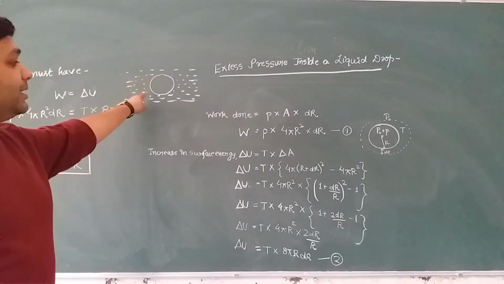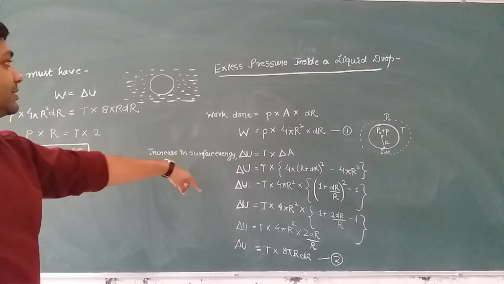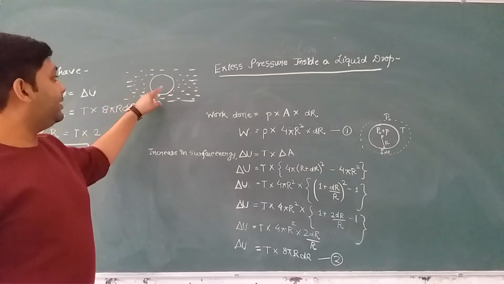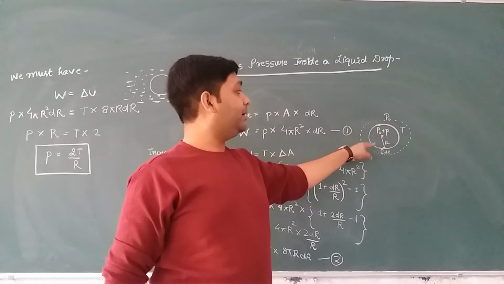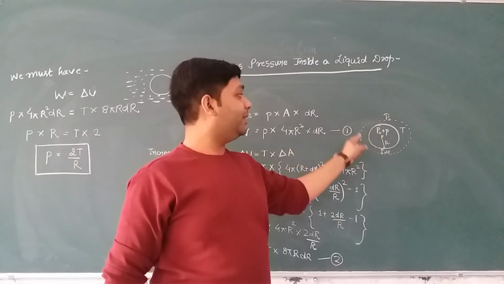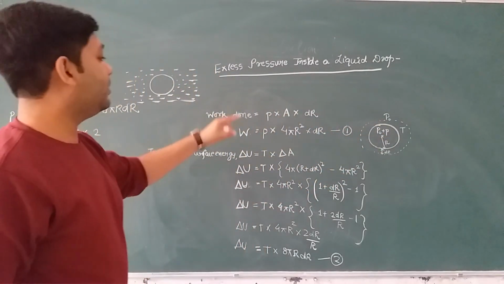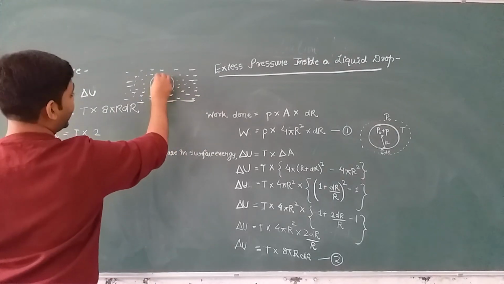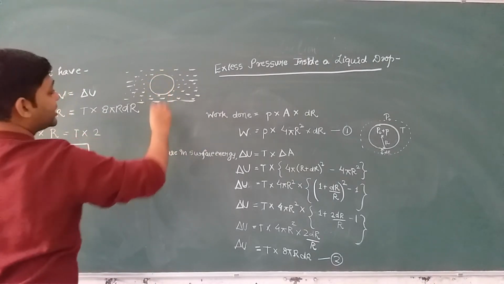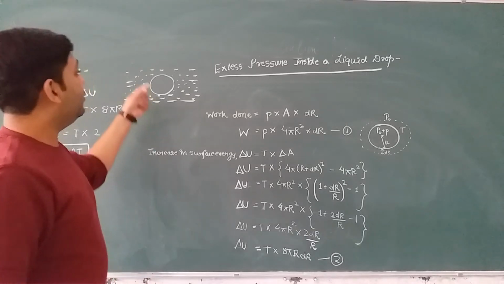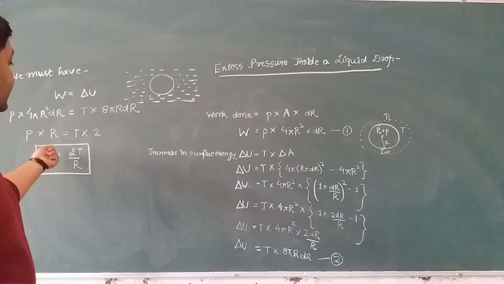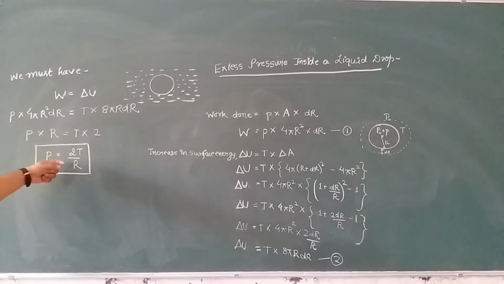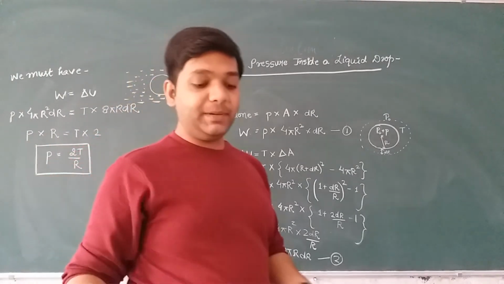Now this case is exactly similar to this case. This is an air bubble inside a liquid and this is a liquid bubble, so liquid drop in the air. So these two are similar cases because both have one free surface exposed to air. So for both the cases, the value of excess pressure is given by this expression only. Okay? So please write it down.